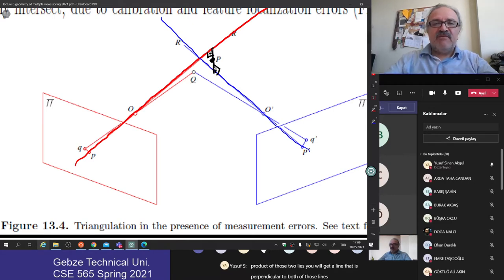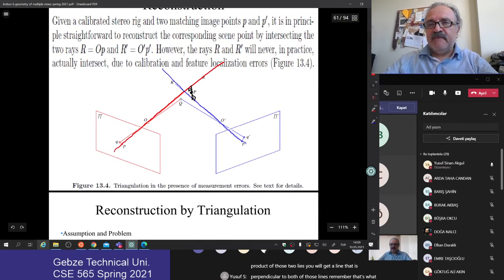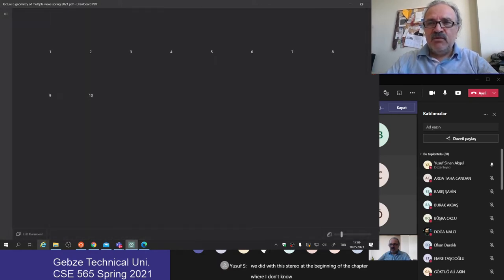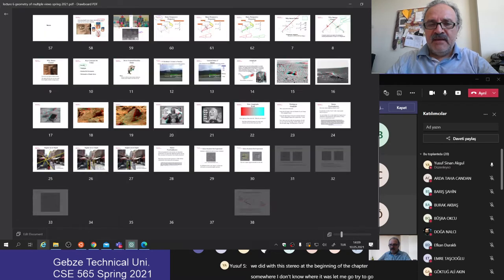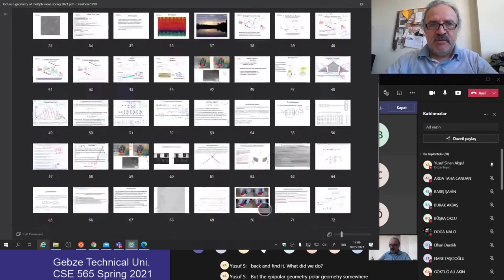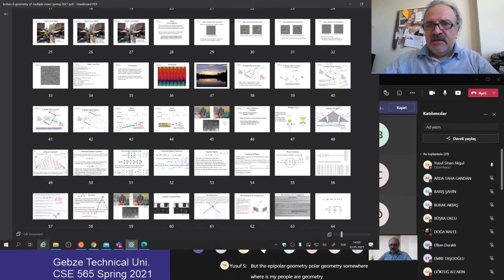Remember, that's what we did with the stereo at the beginning of the chapter somewhere. I don't know where it was. Let me try to go back and find it. What did we do with the epipolar geometry somewhere? Where is my epipolar geometry? Here it is. Okay.